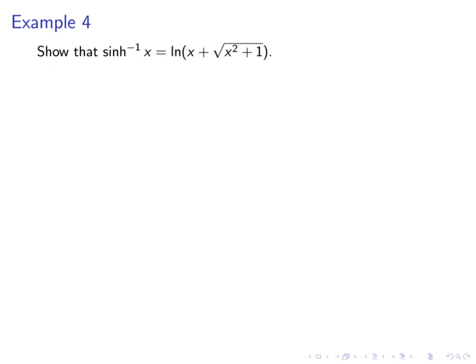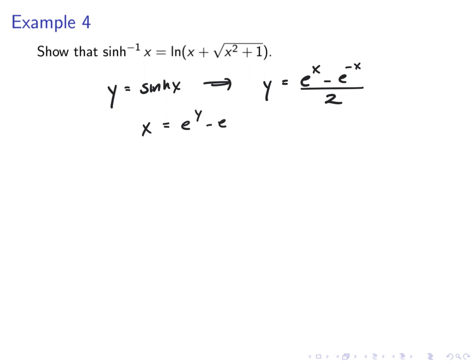So, remember how you solve for the inverse function. If we have y equals sinh x, that's the same as saying y is equal to e to the x minus e to the negative x over 2, and then you just switch out x and y. So you get x equals e to the y minus e to the negative y over 2.